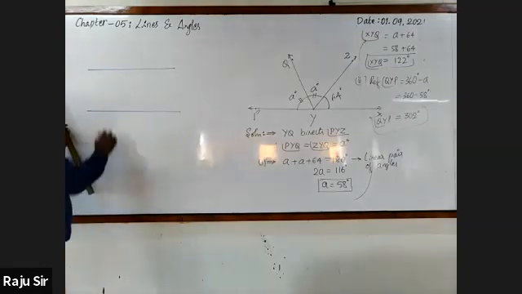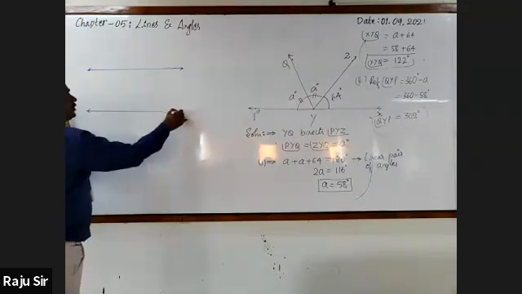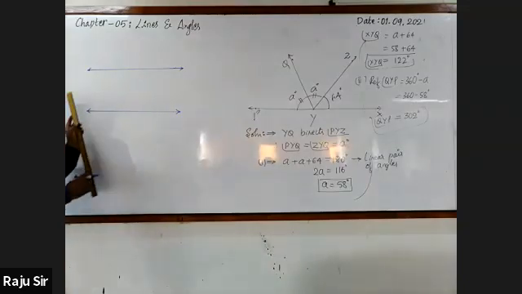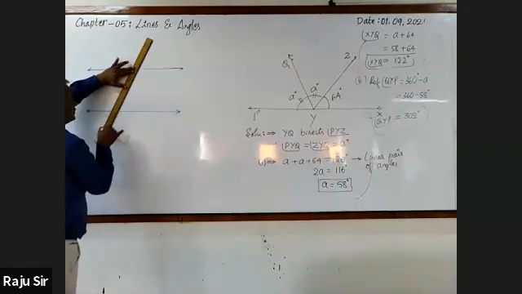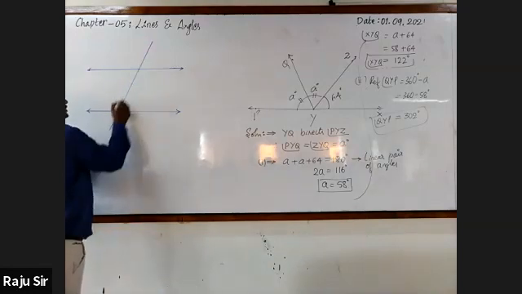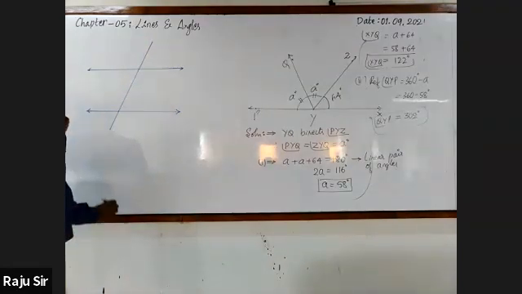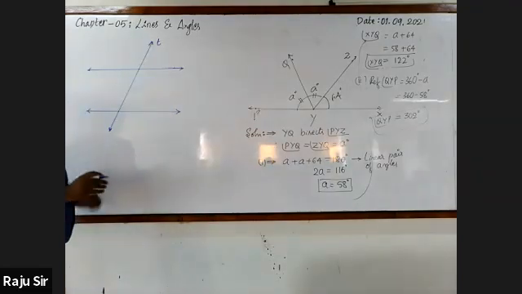These are the two lines which are parallel to each other. I'm going to draw a line which intersects the two parallel lines at two distinct points. What do you call this line? Transversal.